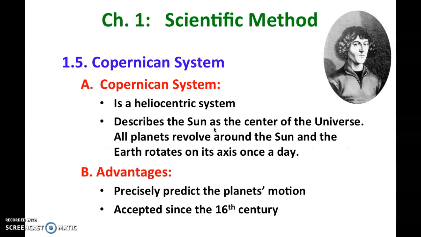Another model of the solar system is the Copernican system. It is a heliocentric system that describes the Sun as the center of the universe, and the Earth rotates on its axis once a day. This system can accurately predict planetary position and has been accepted since the 16th century.